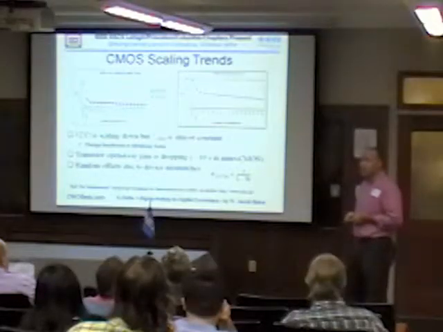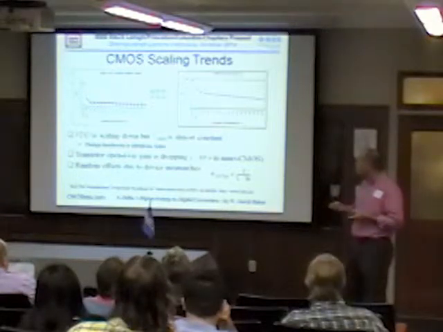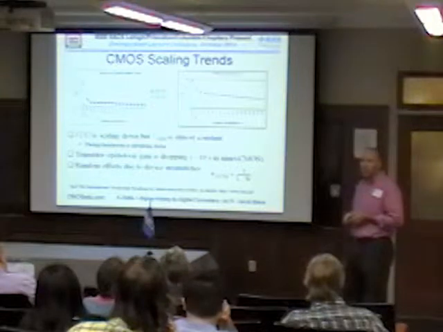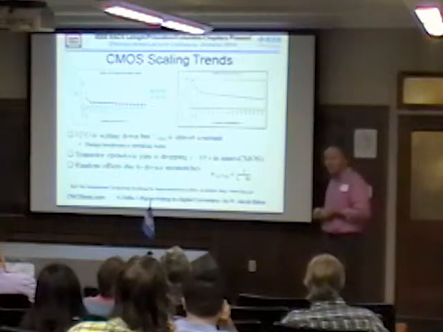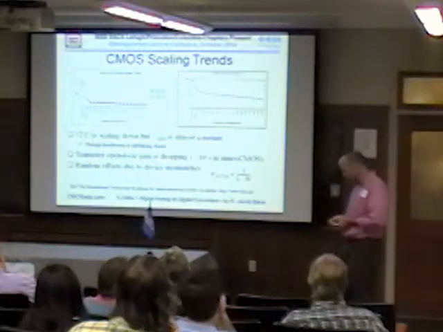So what we wanted to do with this research was to try to develop a topology that would still work even though you have horrible matching, say 50% mismatch in threshold voltages or something like that.